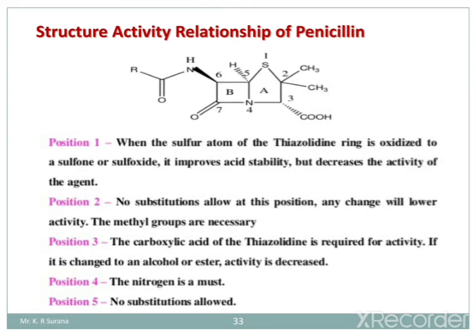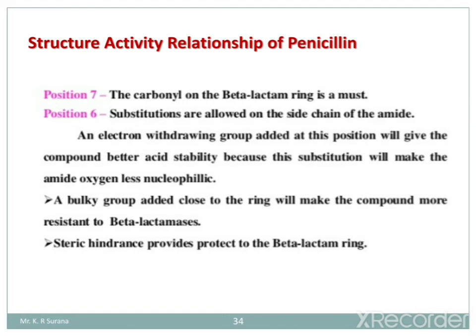Now the last is position 6, where substitutions are allowed on the side chain. Already we have seen the classification and different examples at the R6 position, meaning the amide side linkage position. Substitution is allowed only at the 6th position, that is the amide side chain. If we add an electron withdrawing group at this position, it will give a better acid stable compound, because this substitution will make the amide oxygen less nucleophilic.